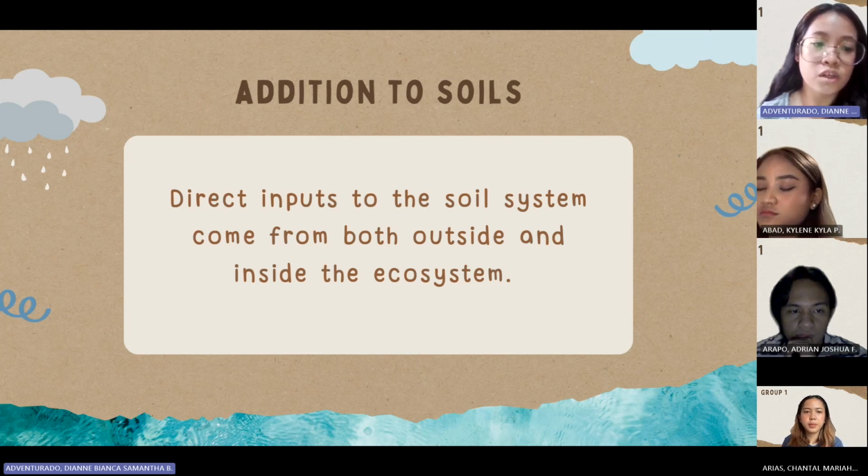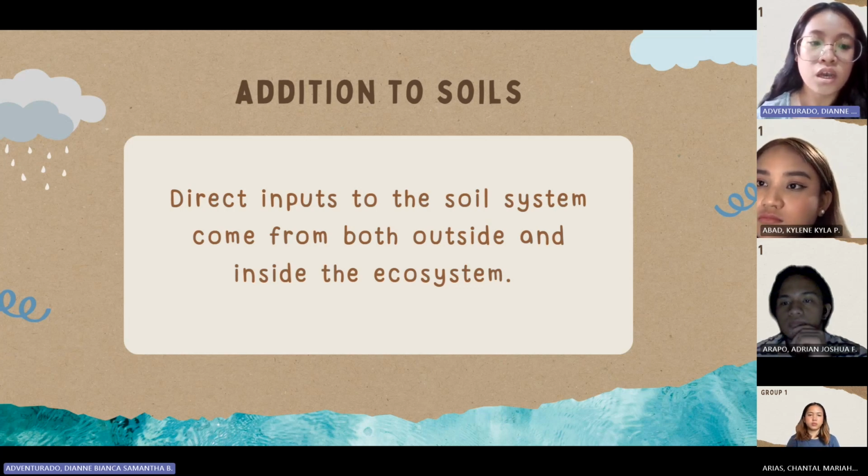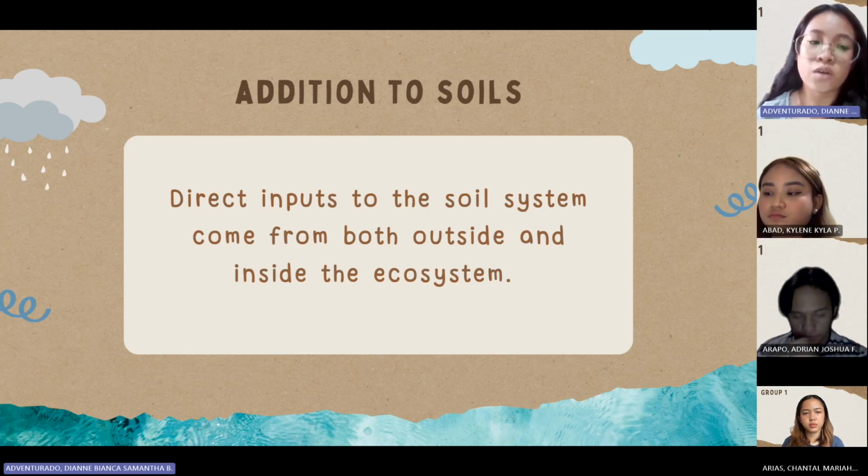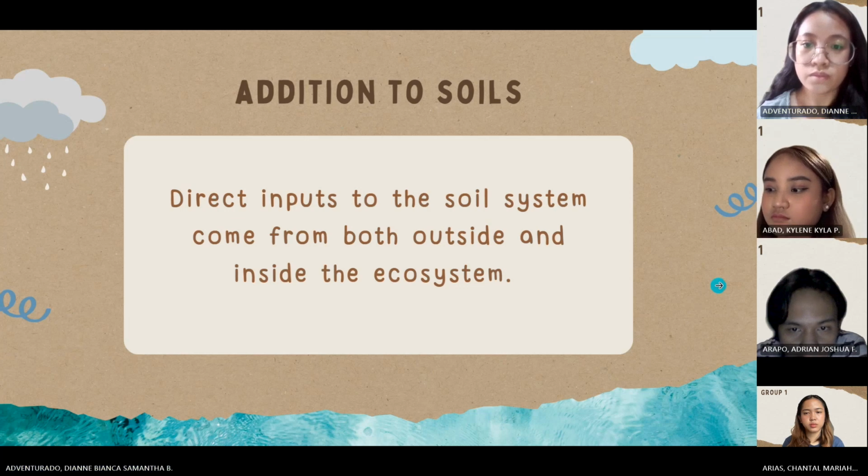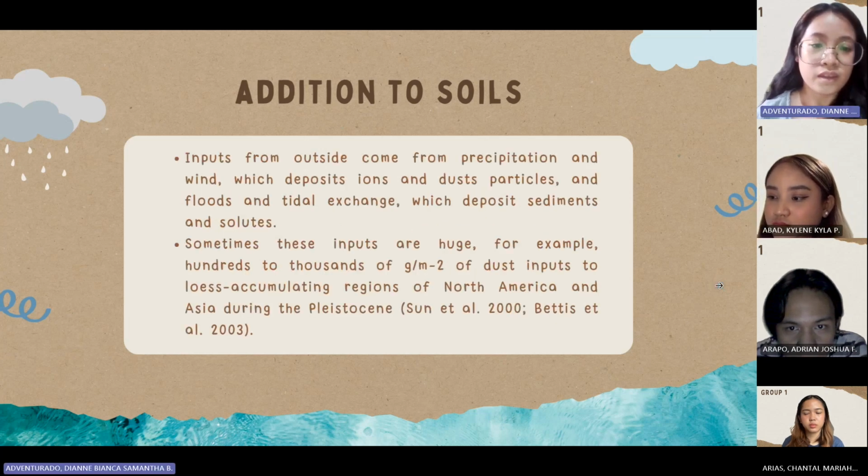Sometimes these inputs are huge. For example, hundreds to thousands of grams per square meter of dust were input to the loess accumulating regions of North America and Asia during the Pleistocene. And organisms within the ecosystem add organic matter and nitrogen to the soil as dead organic matter, including the above and below ground portions of plants and animals, and also soil microbes.